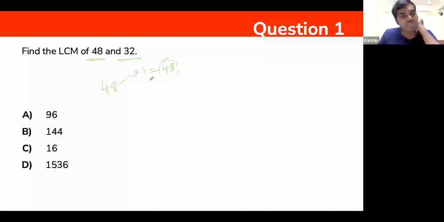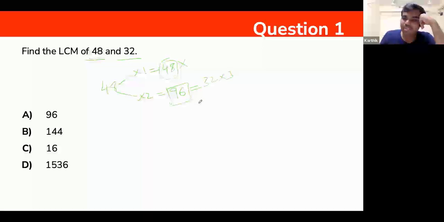Now, is 48 divisible by 32? No. 32 into 2 itself is 64. So, 48 is not divisible. So, definitely 48 cannot be my LCM. 48 into 2 is how much? 96, correct? Now, you need to check if this 96 is divisible by 32. Yes, 96 is nothing but 32 into 3, right? So, this 96 is the number that is divisible by 32 and 48. So, this will be my LCM.